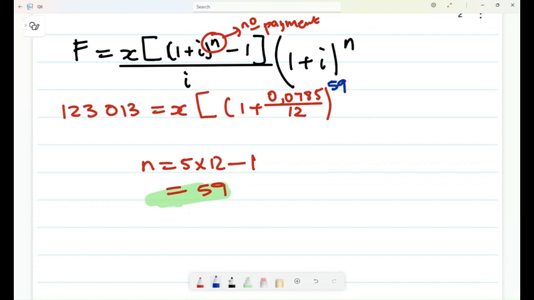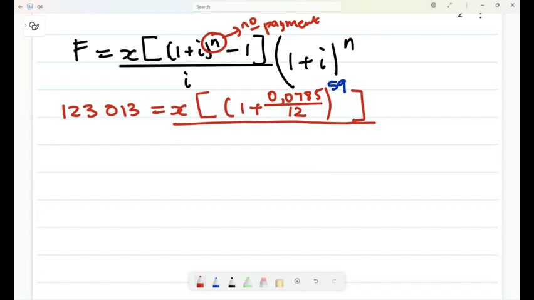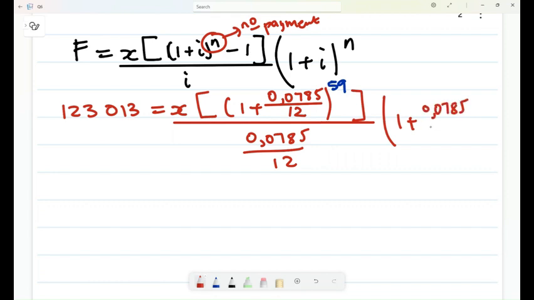59. Then I'm gonna close my bracket. Then I divide by the interest thereof. The interest is 0.0785 divided by 12. But please, I said please add what for me? Add this: 1 plus 0.0785 divided by 12. How many months did they skip? They skipped only 1 month.